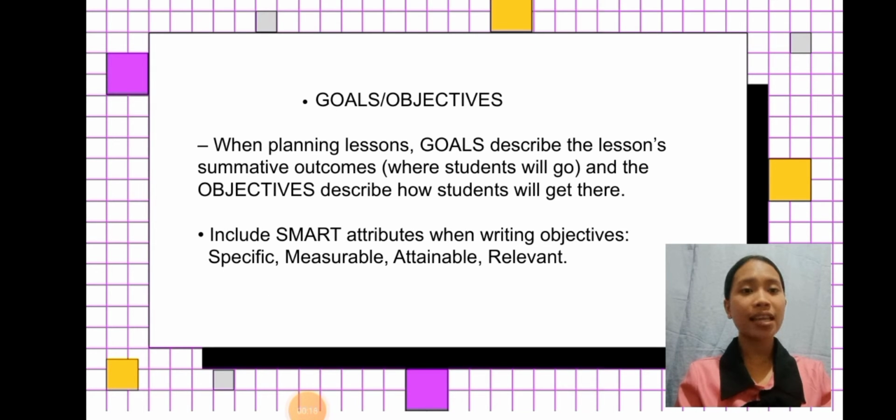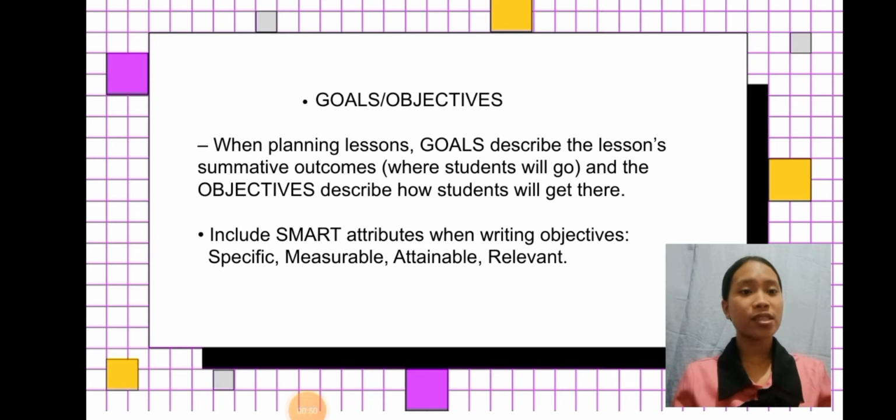Goals and objectives. When planning a lesson, goals describe the lesson's summative outcome, where students will go. So when we make goals in lesson planning, we need to consider the question of where students will go, where we need to take them for them to learn something. And the objectives describe how students will get there, how we need to bring the students to the learning that we need them to gain from our topic.